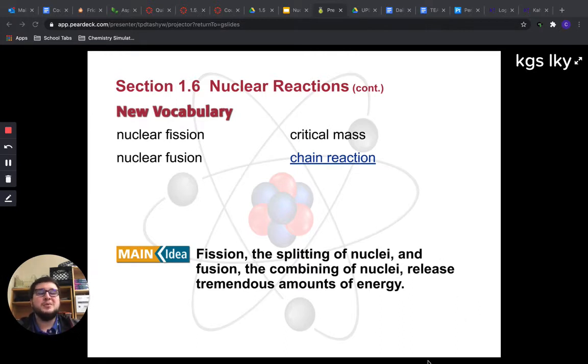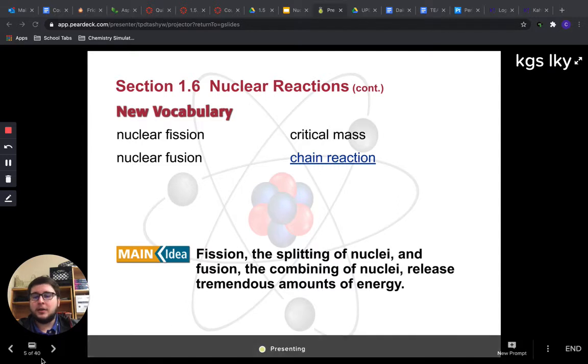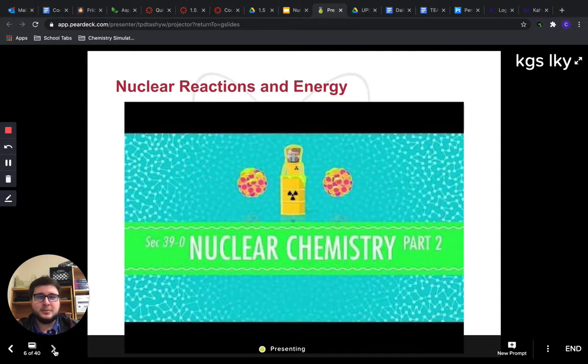Both of those, they release tremendous amounts of energy. Fission is what happens in nuclear power plants that is able to generate electricity for entire cities. Fusion is what happens in the sun, where it releases all this heat and light that we can see and feel from the earth. All right, so both of those are tremendous amounts of energy.